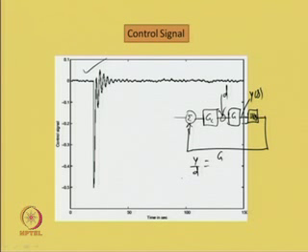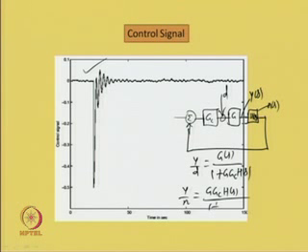Then y upon D is given as G upon 1 plus G GC HS. Whereas, as far as the noise input is concerned, suppose here the noise input of noise power Ns is occurring, then y upon N is given as G GC HS upon 1 plus G GC HS.